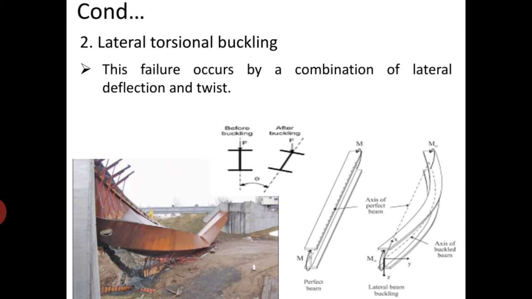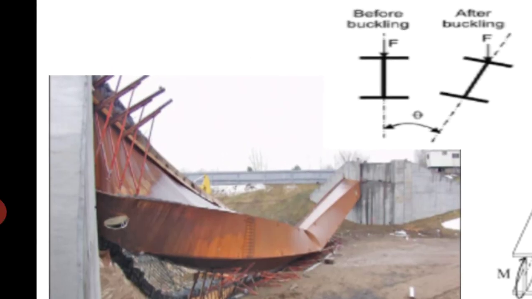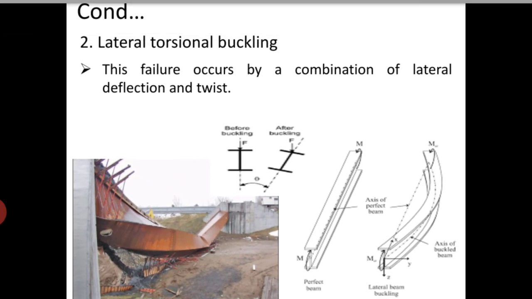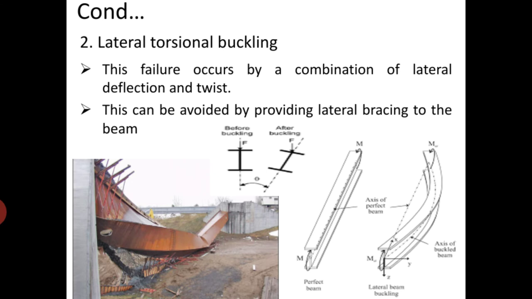You can look at this picture. In this picture, the beam has failed because of lateral torsional buckling. Look at this beam, it has been twisted and it has buckled sideward, that is, deflected sideward out of the plane, and it has failed. This failure is what we call lateral torsional buckling failure. And this failure can be avoided, or prevented, just by providing lateral bracing to the beam.